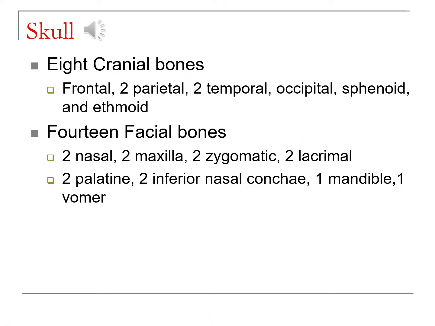The skull, or the bone of the head, has 8 cranial bones, including the frontal, 2 parietal, 2 temporal, occipital, the sphenoid, and ethmoid bone. And the skull has 14 facial bones, including the 2 nasal, 2 maxilla, 2 zygomatic, 2 lacrimal, 2 palatine, 2 inferior nasal concha, 1 mandible, and the 1 vomer bone.